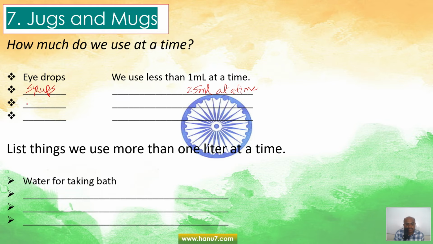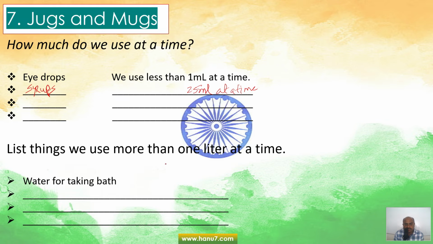Similarly, you identify the next two. What are the other things which we use at a time, not more than that? For example, he mentioned eye drops, 1 ml at a time. Syrups, all kinds of syrups, cough syrup or fever syrup, 2.5 ml at a time, not more than that. Similarly, you write down the two other things here.